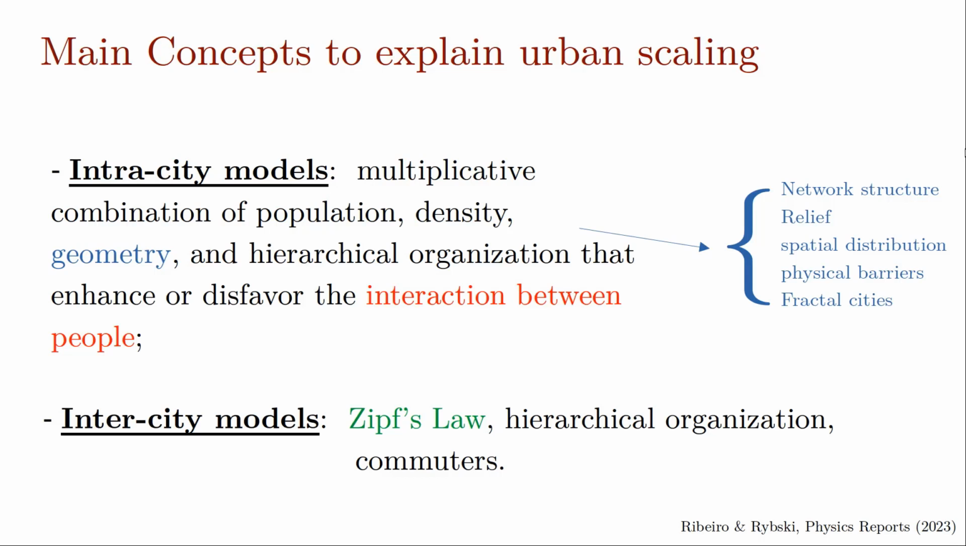The main concept present in these models to explain the urban scaling is about interaction between people. I think that the most common concept present in all these models, or not all, but most of these models, is about the interaction between the people. So the urban scaling is a multiplicative combination of population, density, geometry, in order to interfere with, enhance or disfavor the interaction between the people, right?